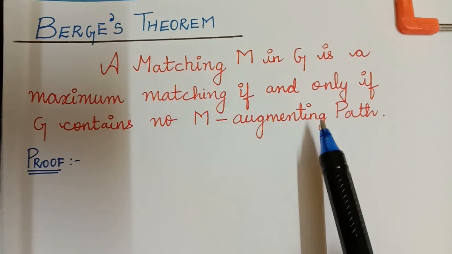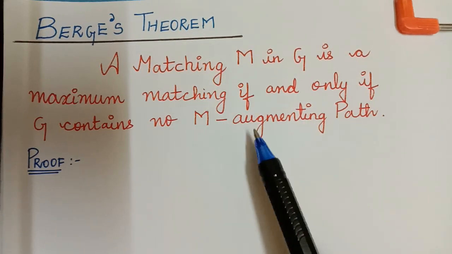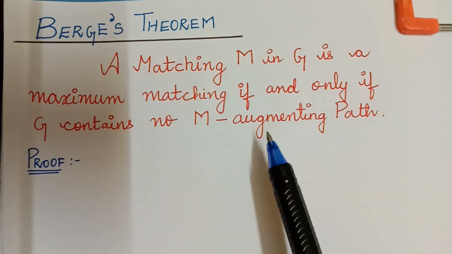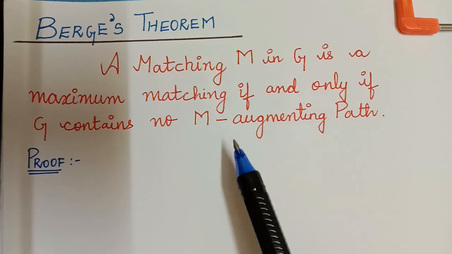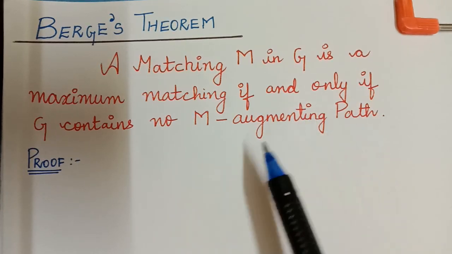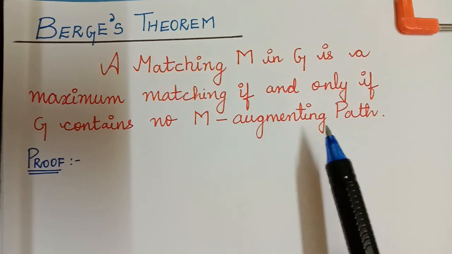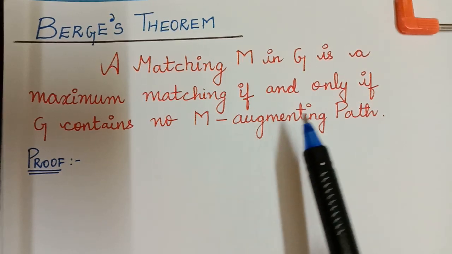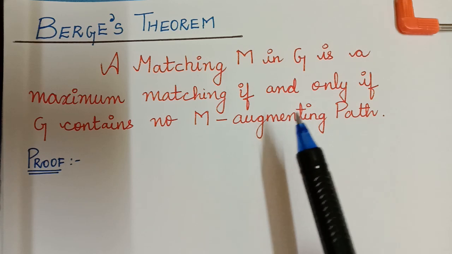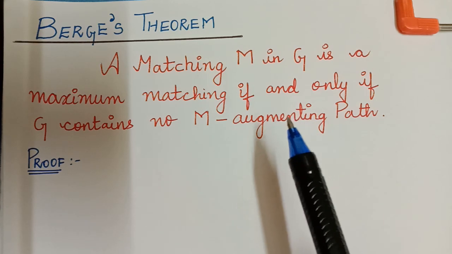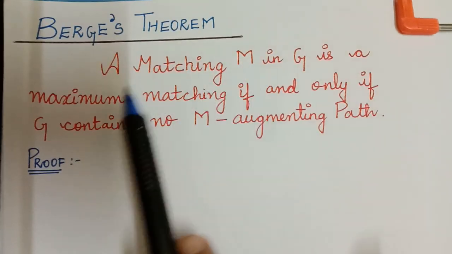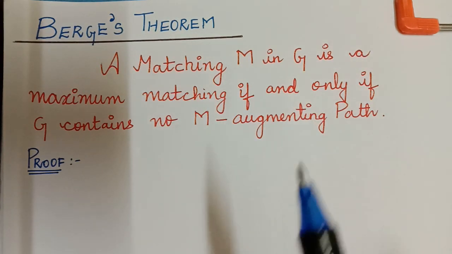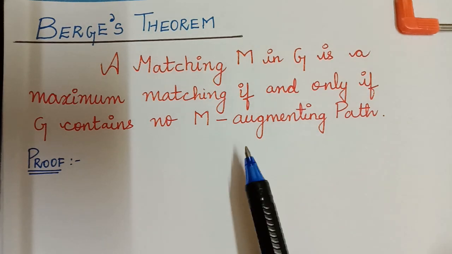And an M augmenting path is an M alternating path. That is, the members of the path will alternate between M and E restricted to M. So it will be like M and M complement, provided the origin and the terminus of the path are M unsaturated. So these are the three definitions that we need to prove this theorem. Now we shall see the proof of this theorem.